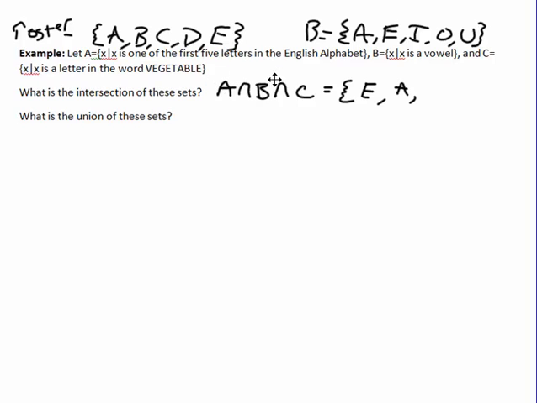E and A. Do they share anything else? Yeah, it has to be in all 3. Is there any of them that are common to all 3? That's it, right? So that would be the intersection of A, B, and C. A intersection with B intersection with C. That is just E and A.